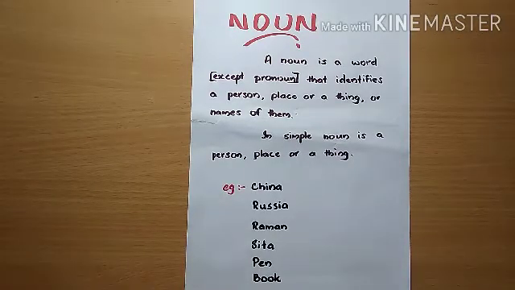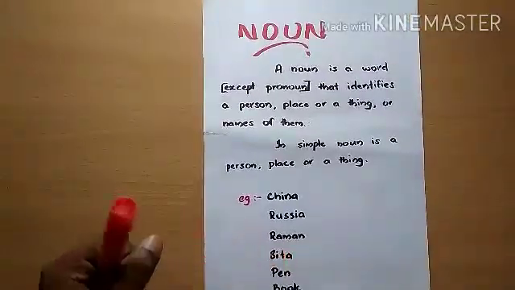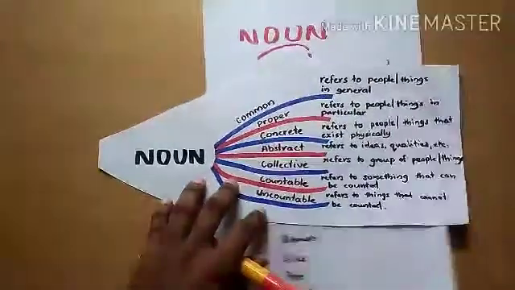So in order to make it clear, we'll just see there are different types of nouns. We are not going into details. We will just understand the types of noun and their examples, and I will give you some worksheet to do. We are not going into detail, just for you to understand what a noun is, and there are so many types of nouns. Okay, so we'll just move on to the types of nouns.